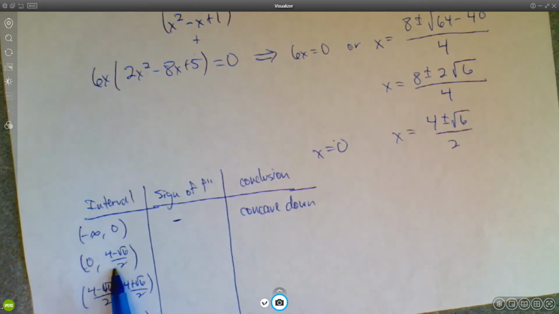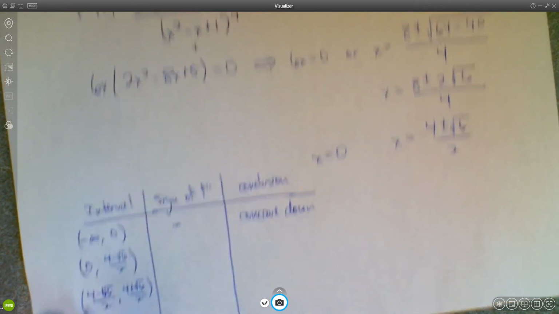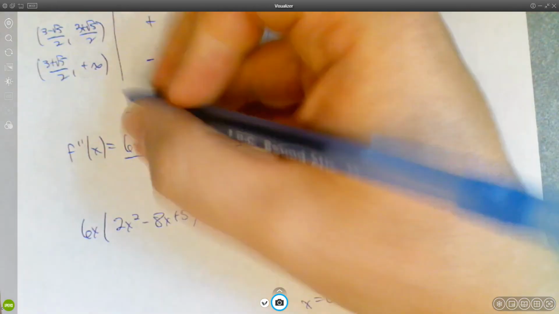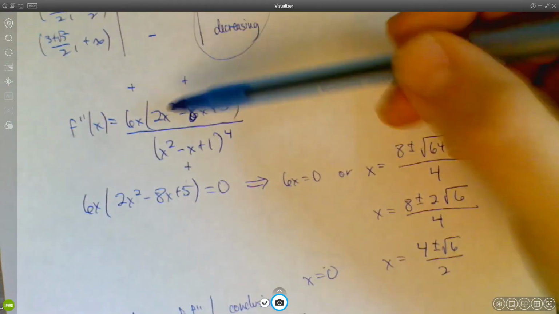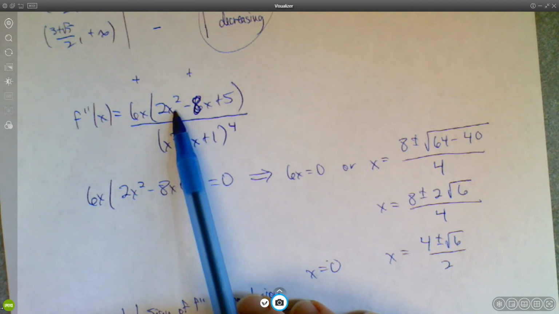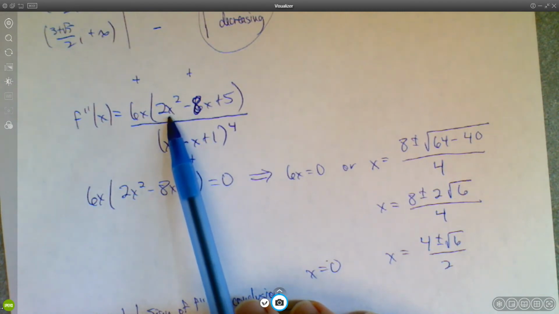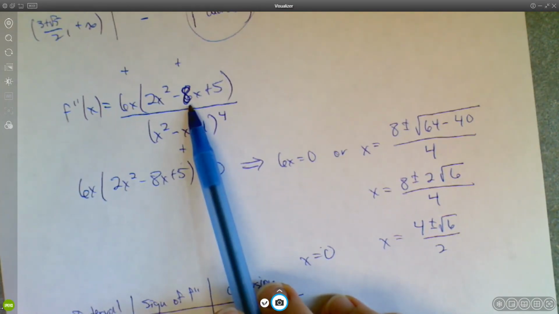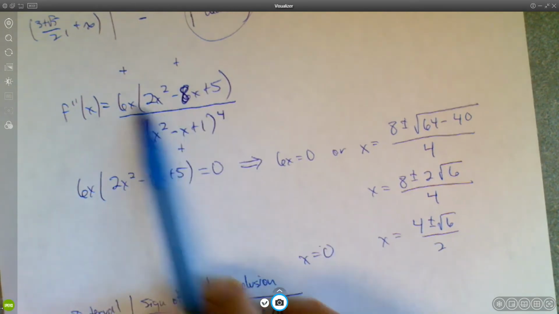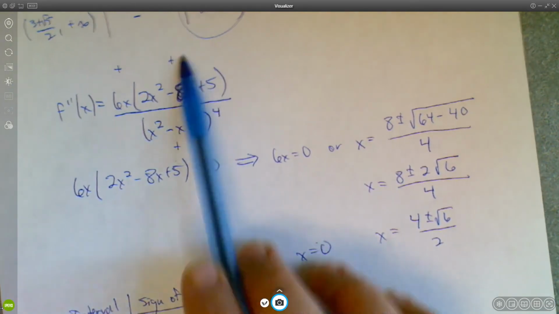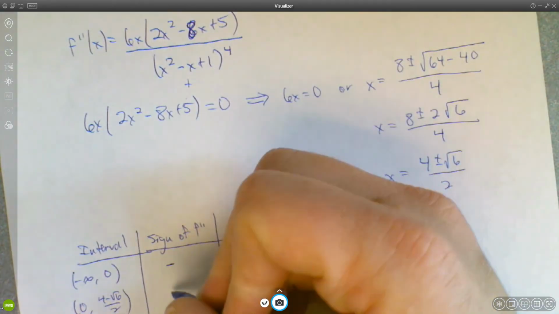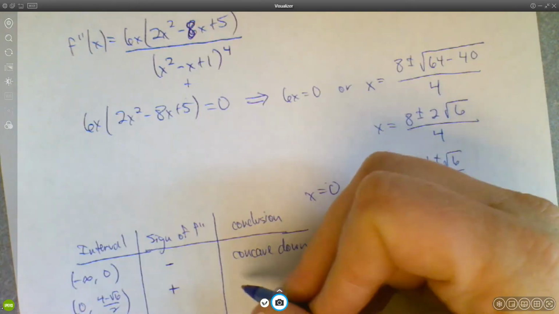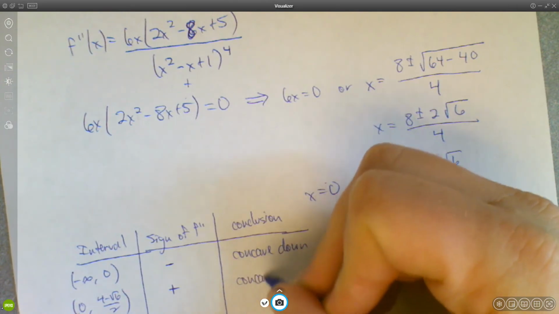4 minus root 6 over 2 is like 0.7, so that's kind of a rough one. But if we plug in like 1/2, that would be inside of this interval. So positive 1/2, that's going to be a positive number. 1/2 here, oh goodness. So that's going to be 1/4 times 2, so 1/2 minus 4 is like negative 3.5, but then if I add a 5, it's going to be positive still. So positive, positive, positive. So it's still going to be positive there, which means I'm concave up.